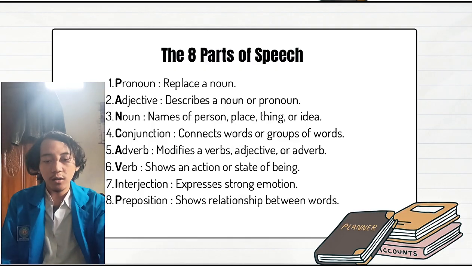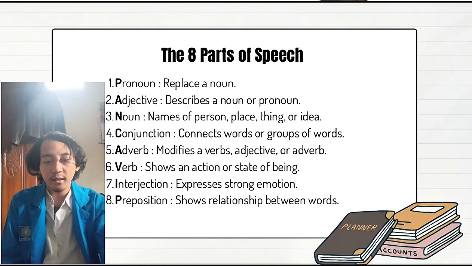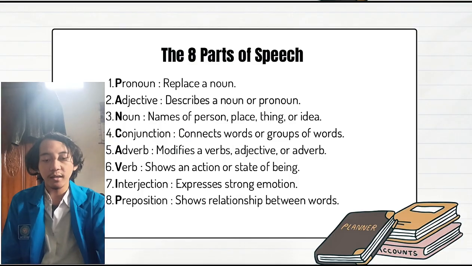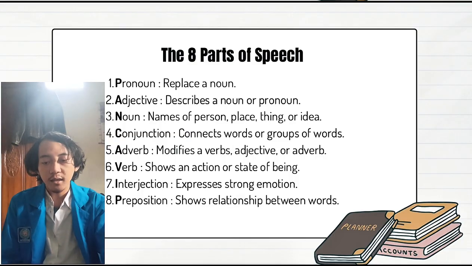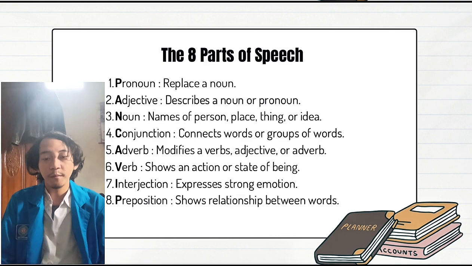The fourth is conjunction. A conjunction connects words or groups of words. The fifth is adverb. An adverb modifies a verb, adjective, or adverb. The sixth is verb. A verb shows an action or state of being. The seventh is interjection. An interjection expresses strong emotion. And the last one is preposition. A preposition shows the relationship between words.